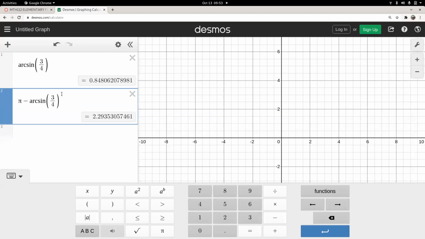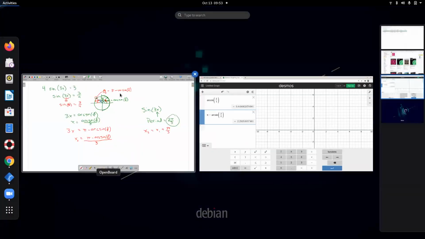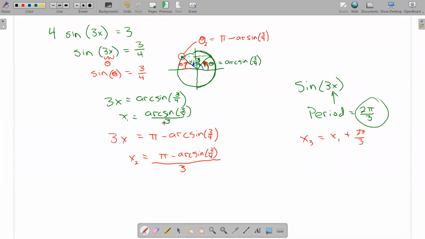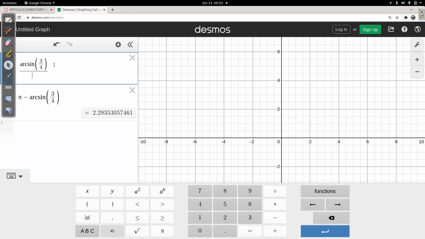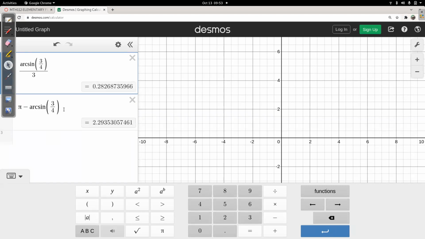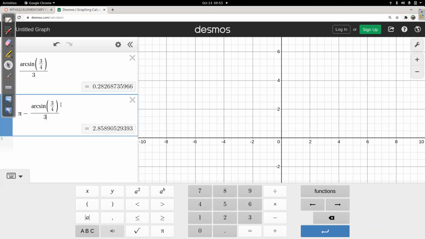Oops, I lied. How did I lie? I forgot to divide by 3. So this one here, divide by 3. And this one here, if I divide by 3, it's going to screw it up. It's only dividing by the arc sine. So I guess I need to wrap this whole thing in parentheses and then divide by 3.